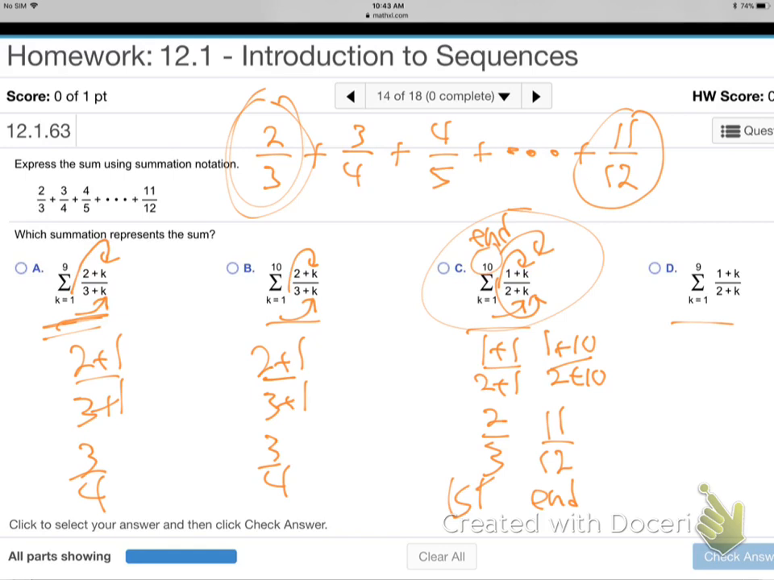Why is it not D? D ends when you put in 9. That'd be 10/11. It ends at 10/11. That's not right. The answer is C. Is that good? Keep moving.